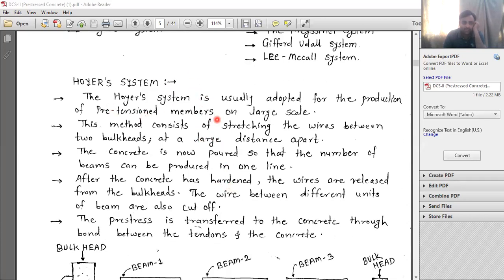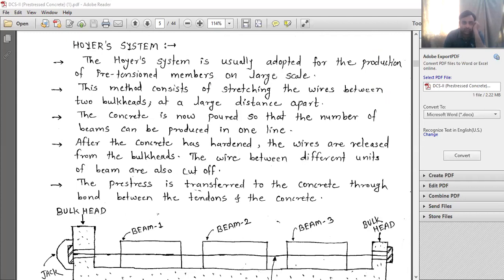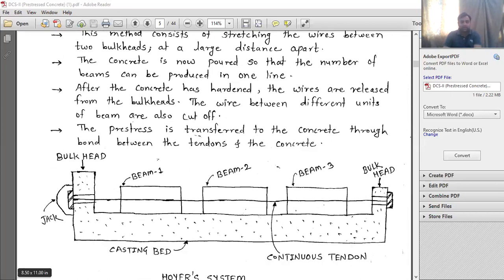Okay, so the Hoyer system is usually adopted for the production of pre-tension members on a large scale. If you want to pre-tension the members on a large scale, then this Hoyer system is adopted. Okay. This method consists of stretching the wires between the two bulkheads. So you can see the diagram. These two are called bulkheads.